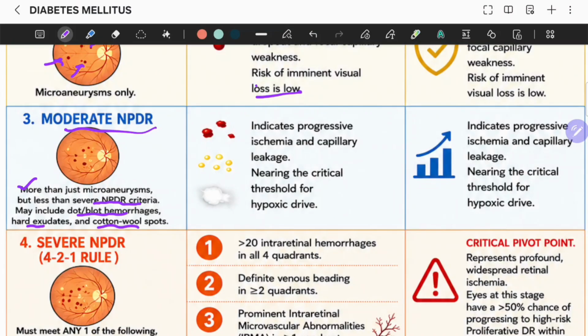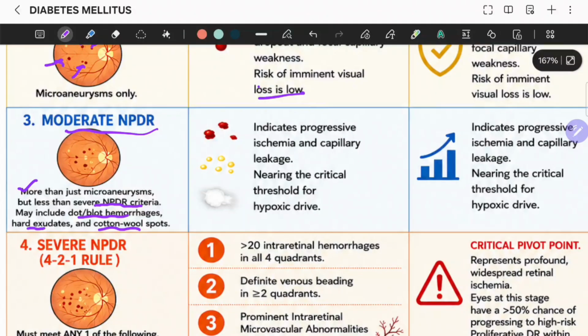You can see here in this image, there are hemorrhages and there are exudates also. This whitish type is ischemia, the yellowish type is nothing but hard exudate, and this reddish type is nothing but hemorrhages. This indicates progressive ischemia and capillary leakage nearing the critical threshold for hypoxic drive.